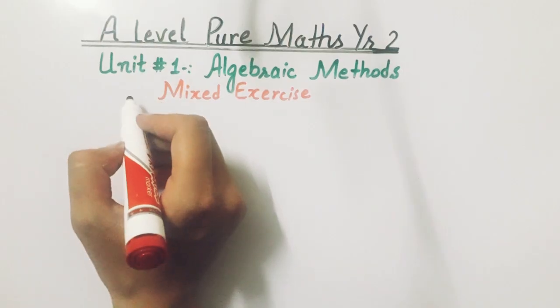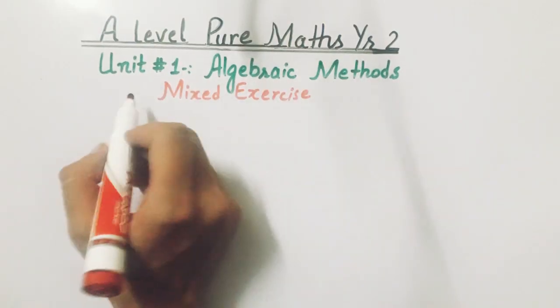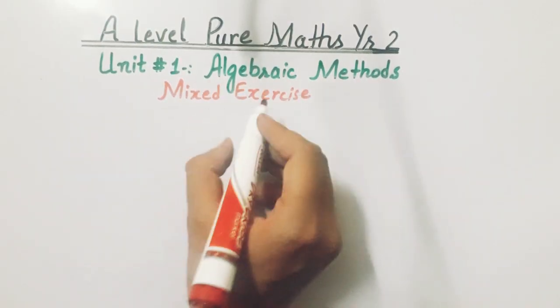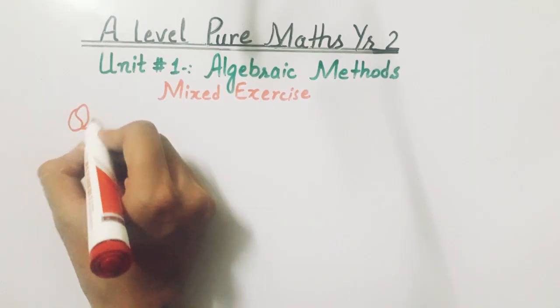Today we are going to solve A-Level Pure Maths Year 2 Unit 1 Algebraic Methods Mixed Exercise question number 16.